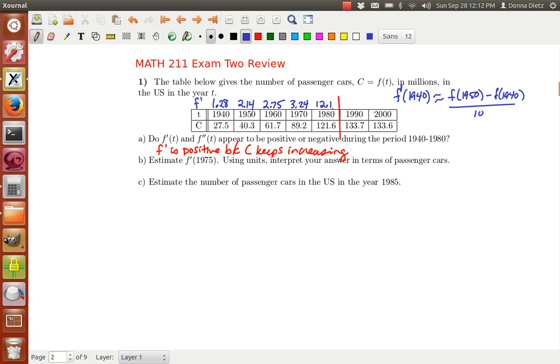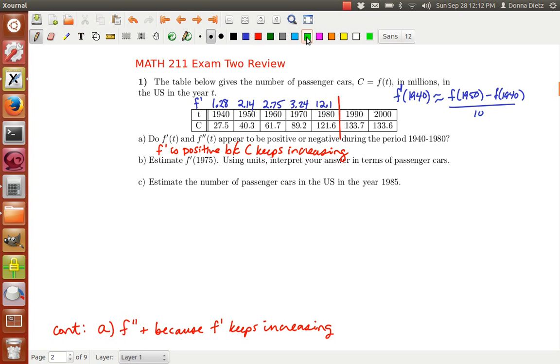Okay, so now what we want to know is, does F double prime appear to increase, be positive? And then I'm going to put part A down here. F double prime is positive because F prime keeps increasing. Very simple. Okay? Now, estimate F prime at 1975.